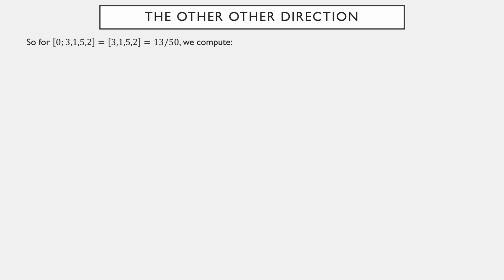So here's the example we did. The continued fraction [0; 3, 1, 5, 2] was equal to 13/50. So let's compute Pn over Qn working from the beginning forward. P0 is A0, which is 0. Q0 is always 1. P1 is always A0 times A1 plus 1, so we have 0 times 3 plus 1. That's just 1. Q1 is always A1, which is 3. Now, we've established P0 over Q0 is 0 over 1, P1 over Q1 is 1 over 3.